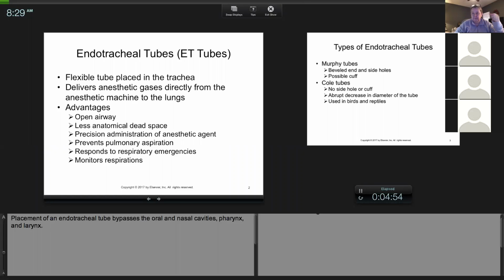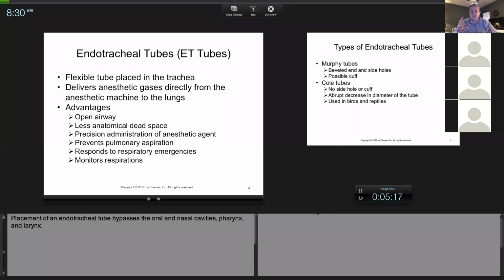So it's not necessarily about time. Right, but you're making it easier on the patient, because if you think about when they inhale, if they're inhaling from a mask, they have to pull that gas all the way through all those structures. If you intubate, they're only pulling it from here, so you're bringing it a lot closer.